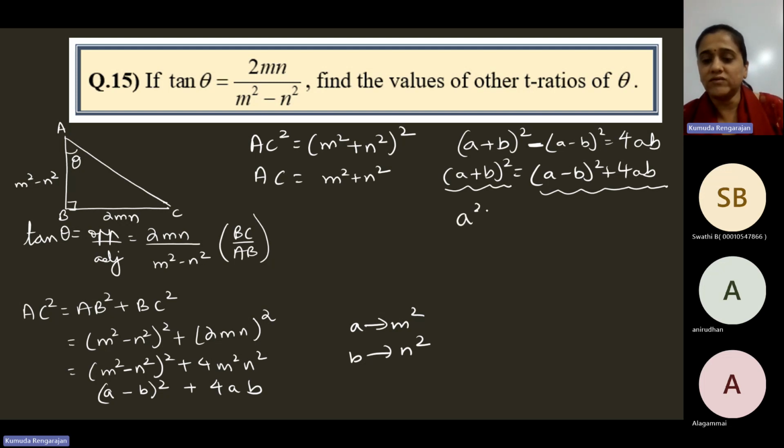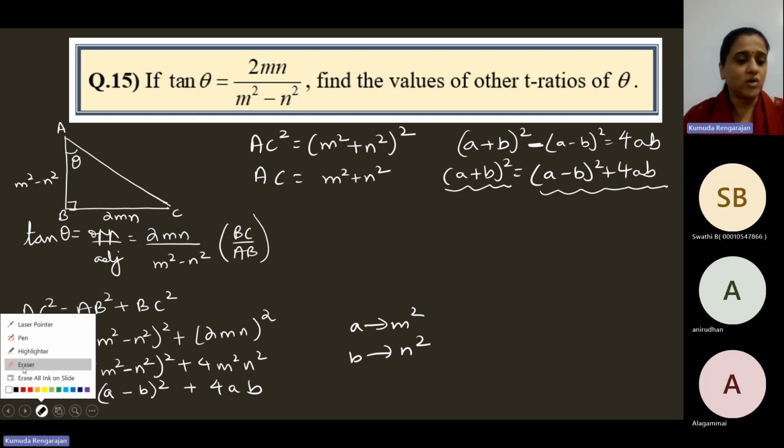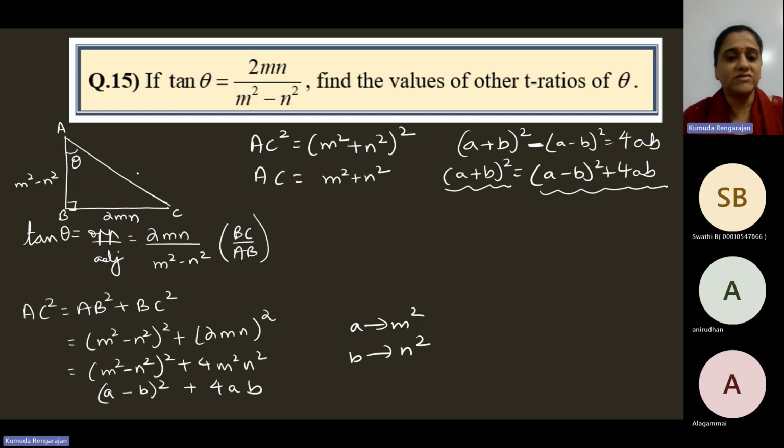Like A square is equal to 3 square, so A is equal to 3. It's a ratio, so we take only the positive value. We don't take the negative value. Is that fine? Now find sine theta and cos theta. Find sine theta. So AC is M square plus N square.